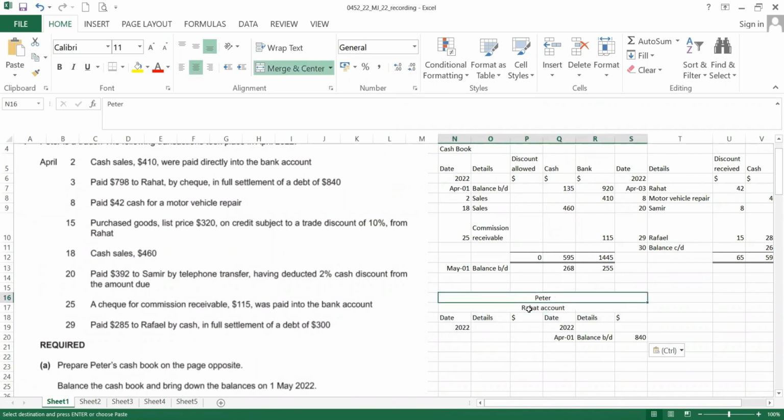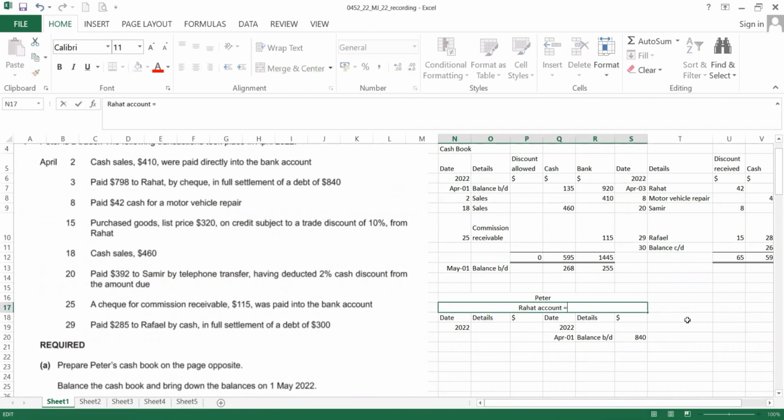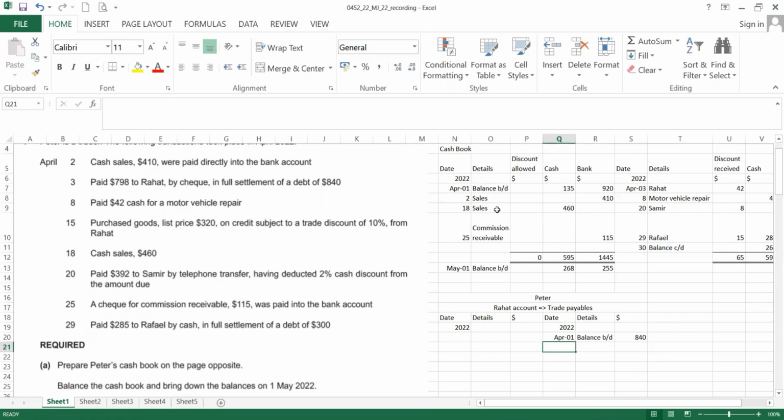Peter is a buyer. Rahat is a supplier. So this will be the trade payable account. Trade payable is a liability account. So which one got Rahat? Here you got Rahat. So we put in April 3rd.